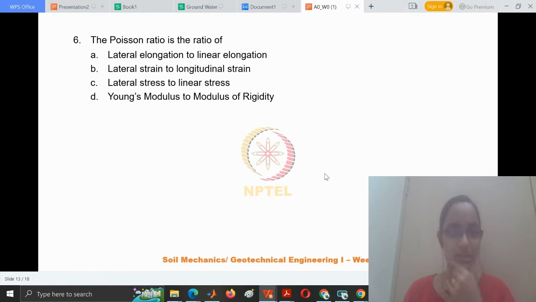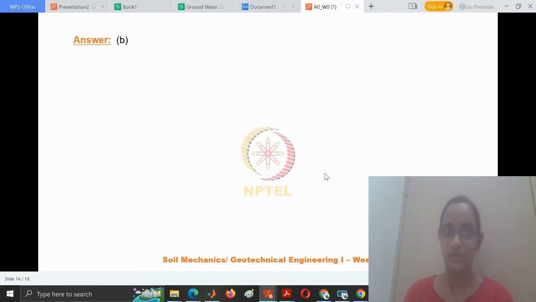Now coming to the next question, what is Poisson's ratio? As we have learned this from mechanics of solids as well, it is the ratio of, yes, it is lateral strain to longitudinal strain.